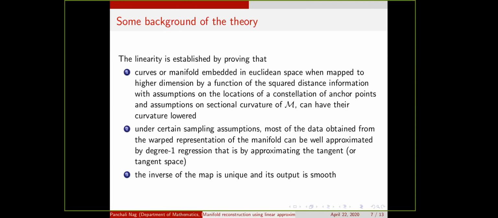And then when we take these points back to the actual point cloud, the inverse is proved to be unique, and the output of this algorithm has to be smooth, that is, it's a smooth manifold.